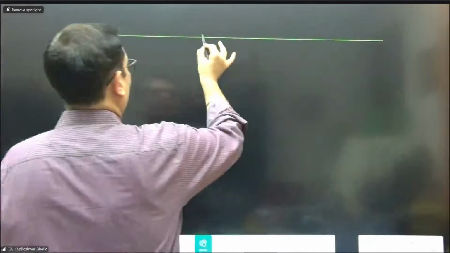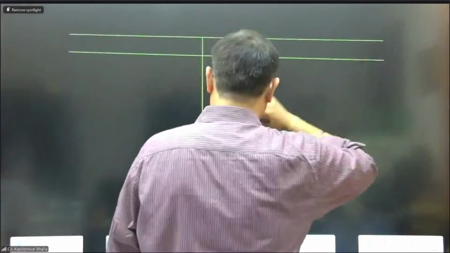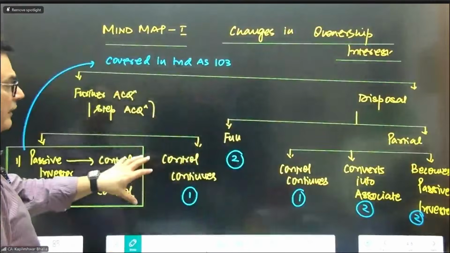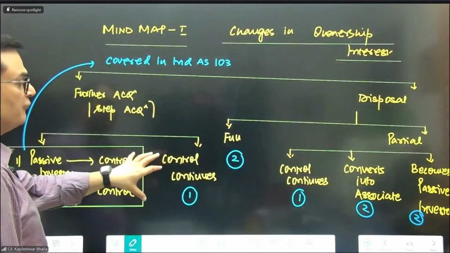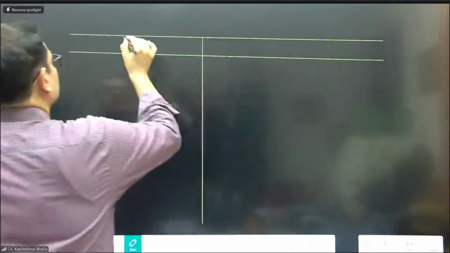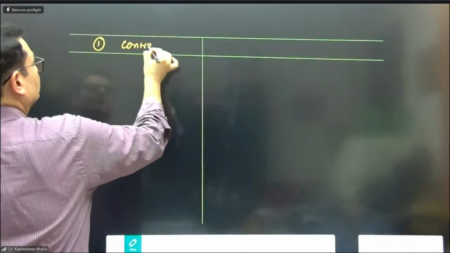So let's consolidate the inputs, breaking all these permutations and combinations effectively into two cases. Looking at point number one: the control continues in a further acquisition, and the control continues in a disposal. So we're looking at the first one, that is, control continues.